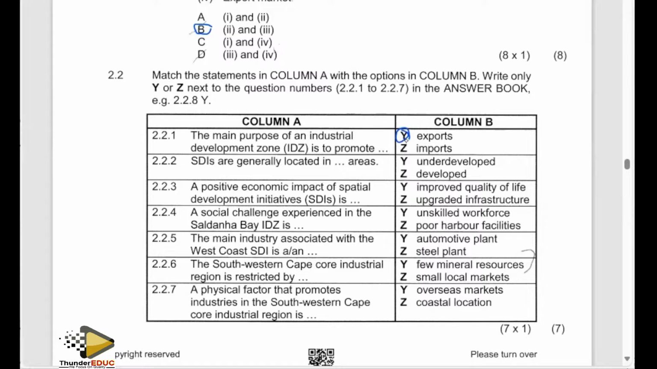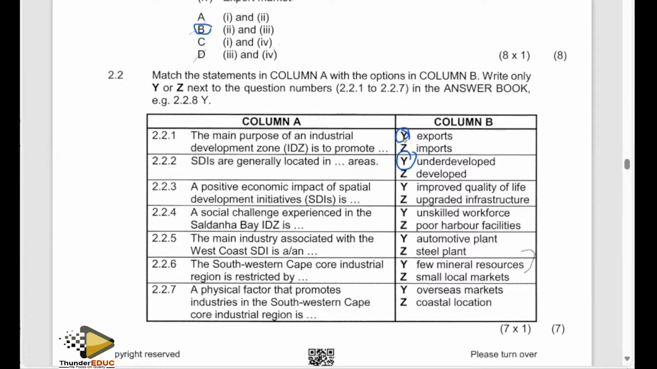SDIs are generally located in the Dash areas. Spatial development initiatives, they are initiatives by the government to target and develop areas which have got potential for development, but which are underdeveloped, which are typically featured with high unemployment and high levels of poverty. But those areas have got potential for development. Either they have got resources which can sustain development in those areas. So the government targets to develop infrastructure and to do initiatives in those areas so that the areas will develop gradually and move away from high levels of poverty. So the correct response there is underdeveloped.